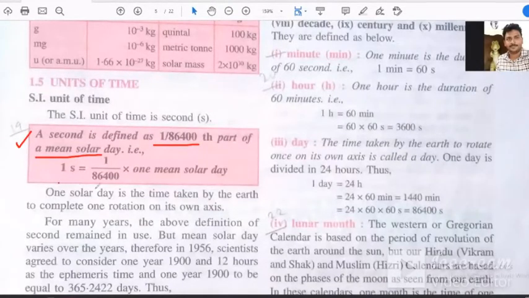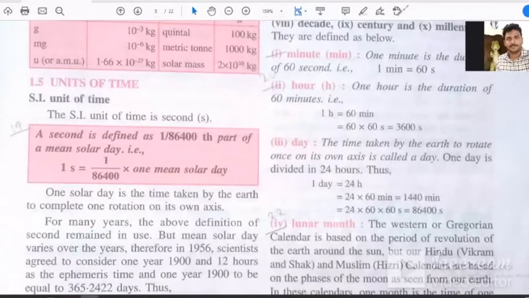There is a formula for 1 second given, that is 1 second equals 1 upon 86,400 into 1 mean solar day. Okay. If another definition is given, then we are not going to learn this. We have to learn only this definition for 1 second. Now, if we are asked what is the meaning of 1 solar day? So 1 solar day means when Earth completes 1 rotation. The time taken by the Earth to complete 1 rotation is said as 1 solar day. Meanwhile, if you have any doubt, you can ask me in the chat box.